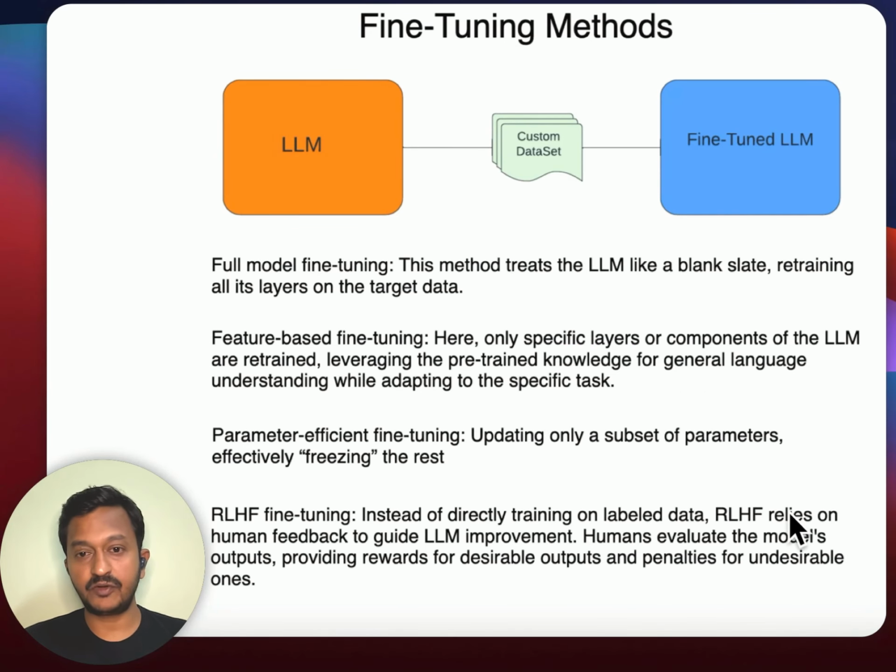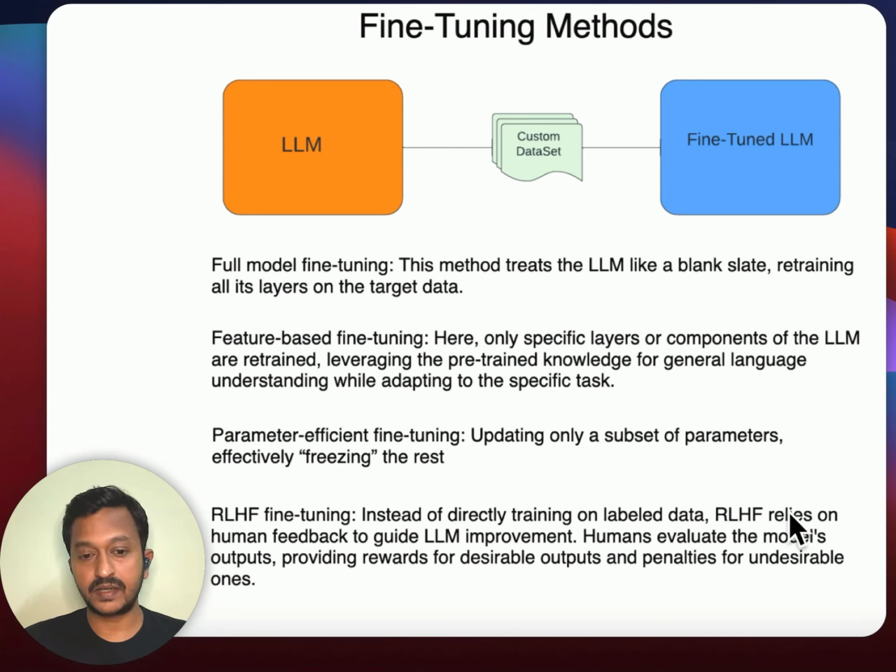Hey guys, so let's look at some of the fine tuning methods. Okay, so the first one is full model fine tuning. As the name suggests, we're going to train the whole pre-trained model with our custom data. And the next one is feature-based fine tuning. Here, only specific layers of the pre-trained model are retrained, basically leveraging the pre-trained knowledge for general knowledge understanding while adapting to the specific task. So basically, only some layers or components of the pre-trained LLM are retrained here in feature-based fine-tuning.